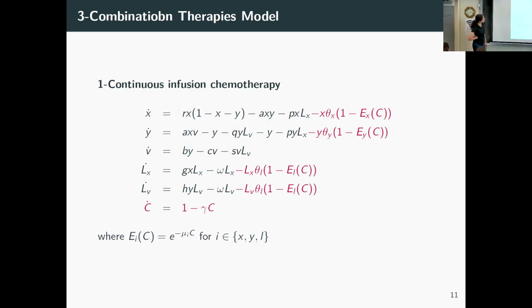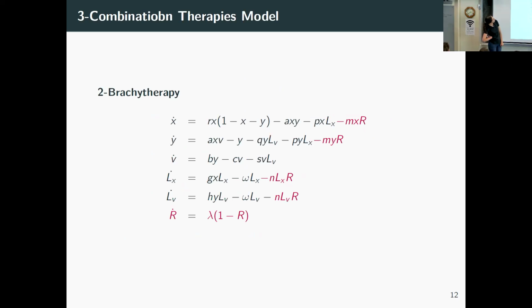We start with continuous infusion chemotherapy. In this therapy, the patient is receiving the chemo drug continuously over the treatment period. This drug has an effect on both the tumor cells and the leukocytes, and it has the concentration of C. We have the response function E, and mu is the toxicity coefficient for each of X and Y, and for L it is the same.